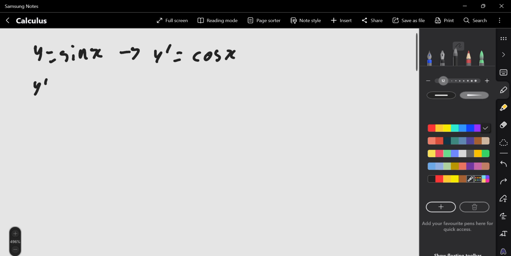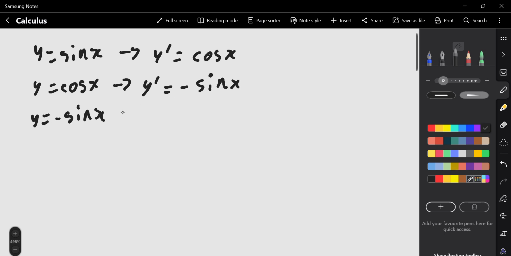Sorry, not y prime. Let's go y equals cos x. The derivative is going to become y prime equals minus sine x. Let's go for that. Y equals minus sine x. Y prime is going to become minus cos x. And now if you differentiate that, you're going to get back to the start.